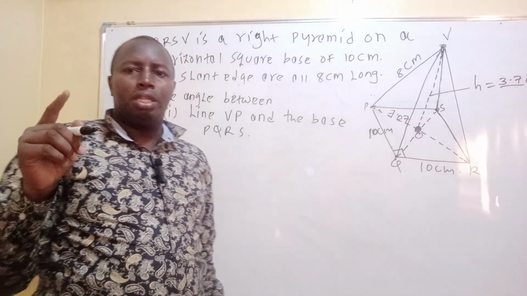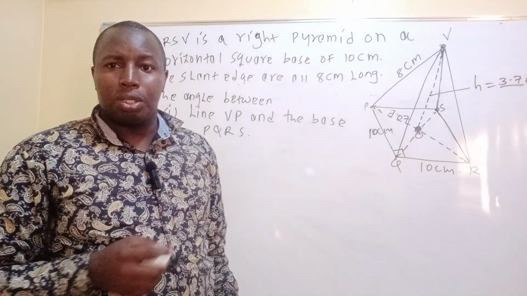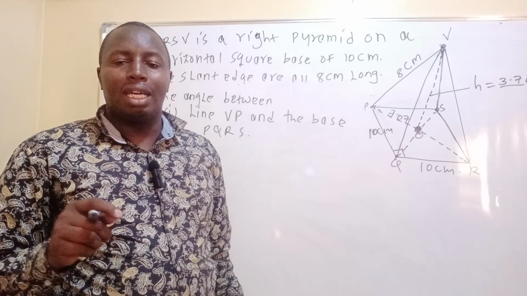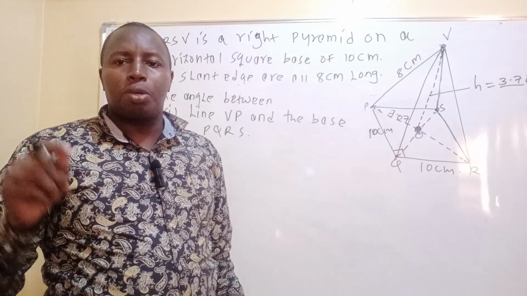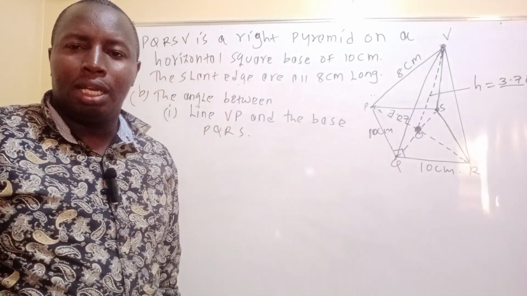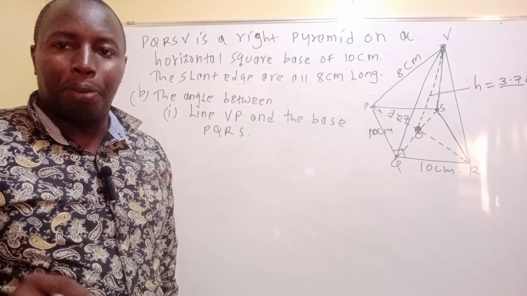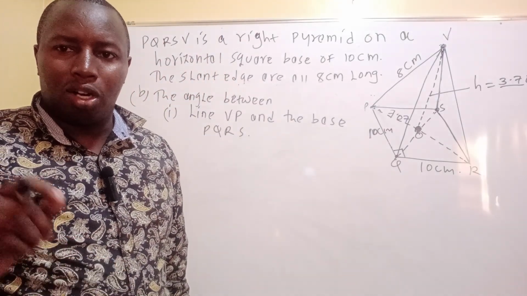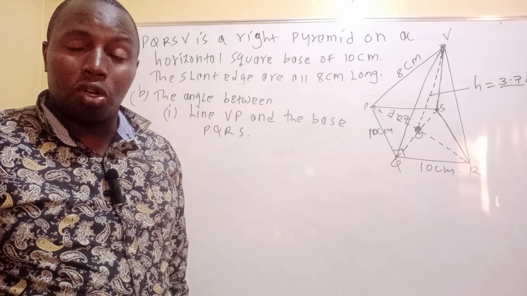When you're dealing with this question, you are supposed to understand that the angle between a line and a plane is the angle between a line and its projection on the plane.